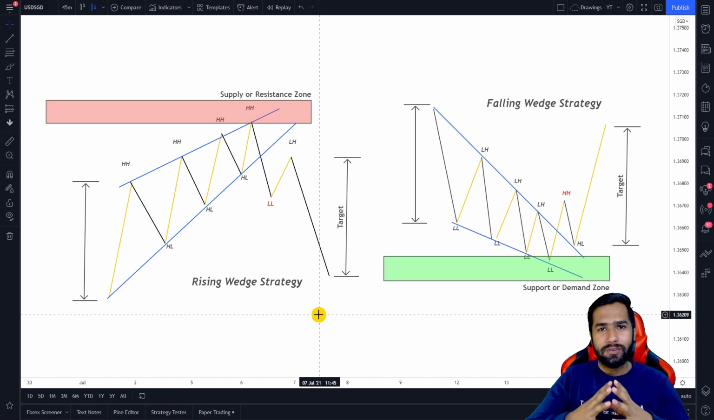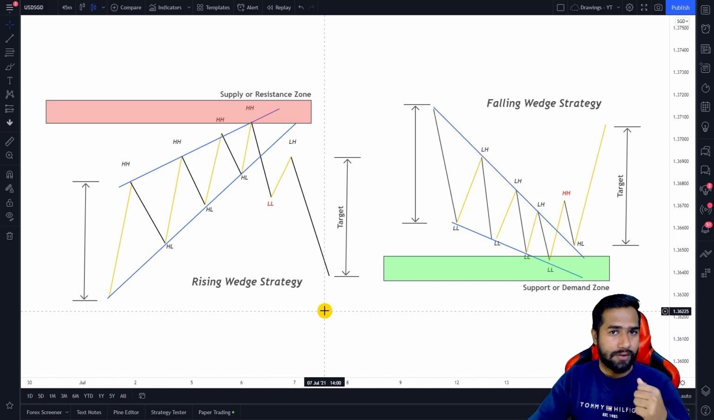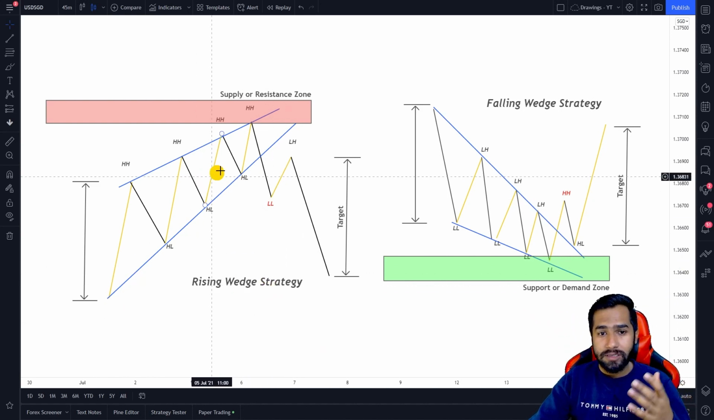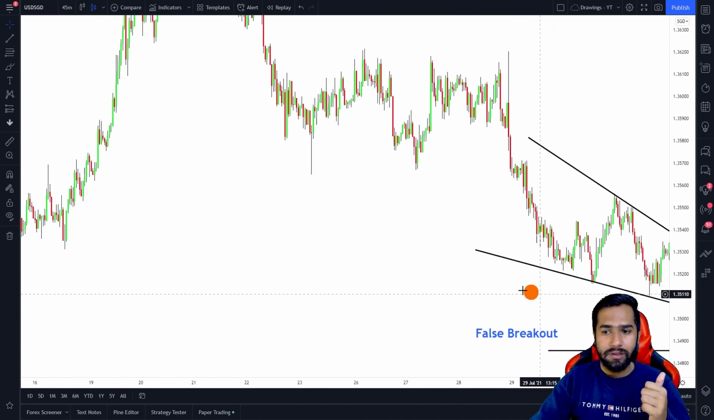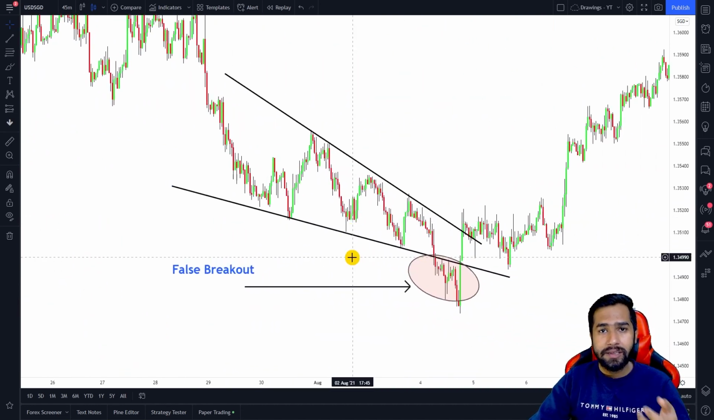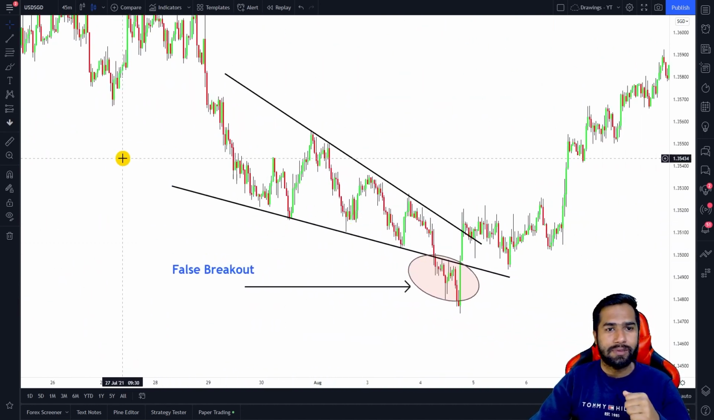So in this video, you're going to learn how you can detect and trade the rising and falling wedge pattern. First of all, you're going to learn what the rising and falling wedge patterns look like, and in the end, I'm going to show you an example so that you'll be able to understand and trade these patterns successfully.